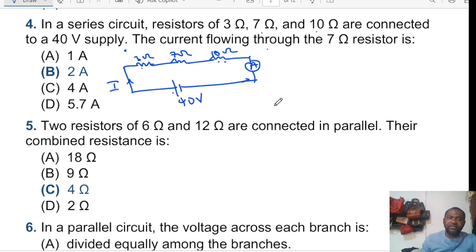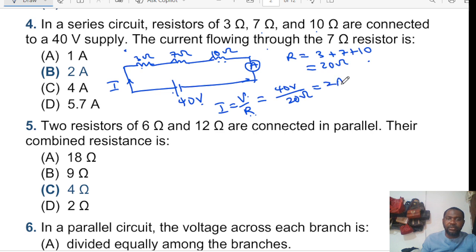So in order to find this current, you can apply Ohm's law. I is equal to V over R. Now to find R, the total resistance, it is 3 plus 7 plus 10, because they are in series, and that is going to be 20 ohms. So your I is going to be V, which is the voltage, 40 volts, divided by R, which is 20 ohms as we just got. So the answer is 2 amperes. Quite easy, right?